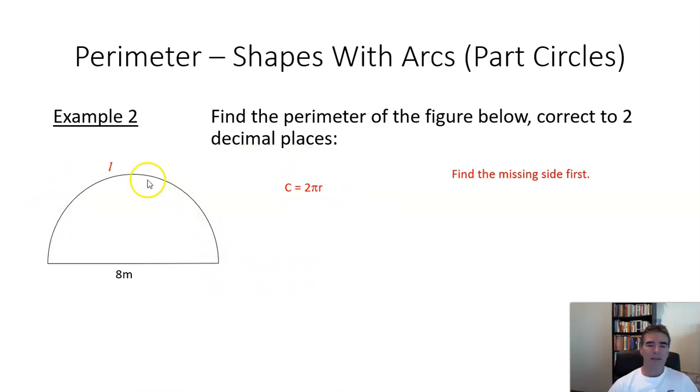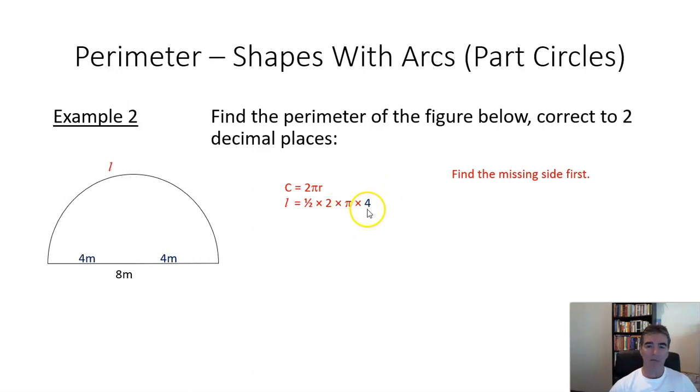But if you remember, this is not a full circle. This is a semicircle, so this is half a circle. So to find that length, I'm going to take half of the circumference. So 2 times pi times the radius.